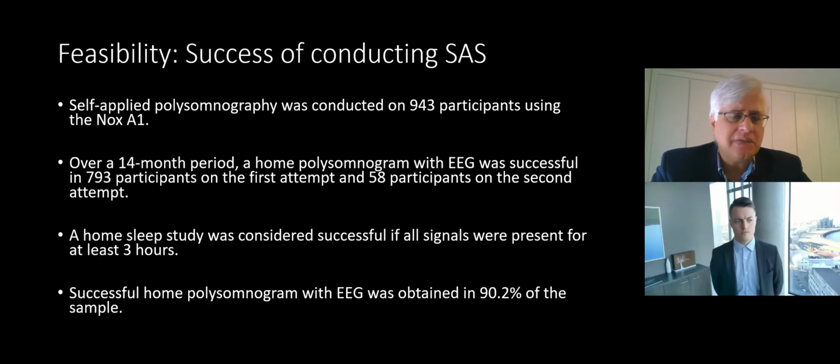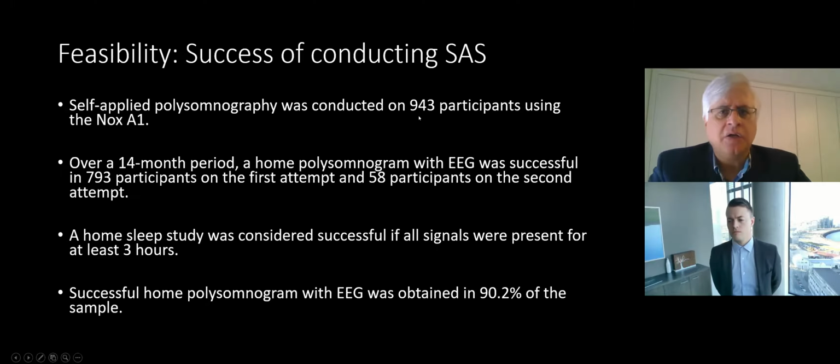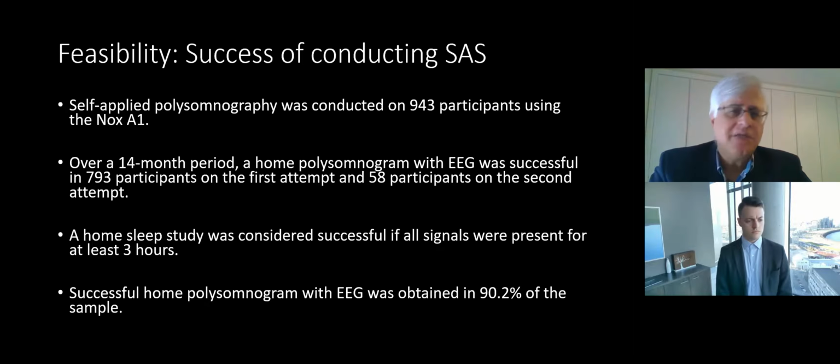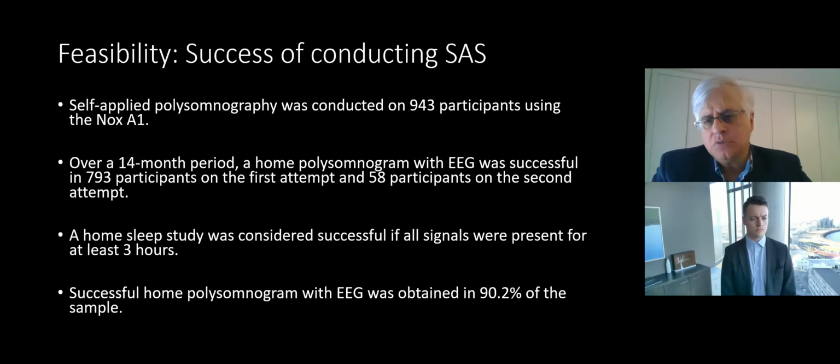And what we noticed during our year and a half of doing this is that out of the 943 individuals that agreed to have home polysomnography, we were able to get good quality polysomnography data on 793 individuals on just the first attempt. We did go for a second attempt on those that failed, and we were able to get an additional 58 individuals to give us good quality sleep data.